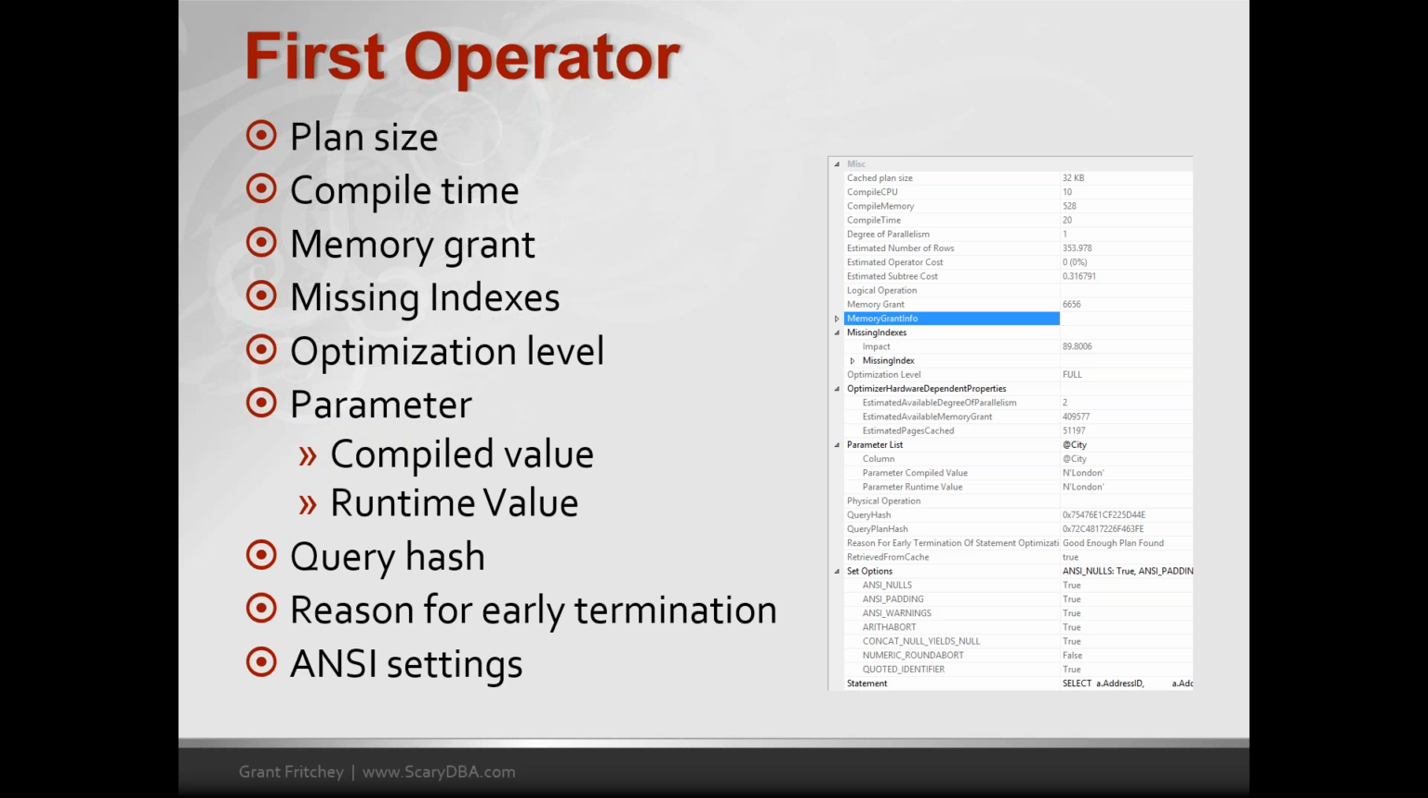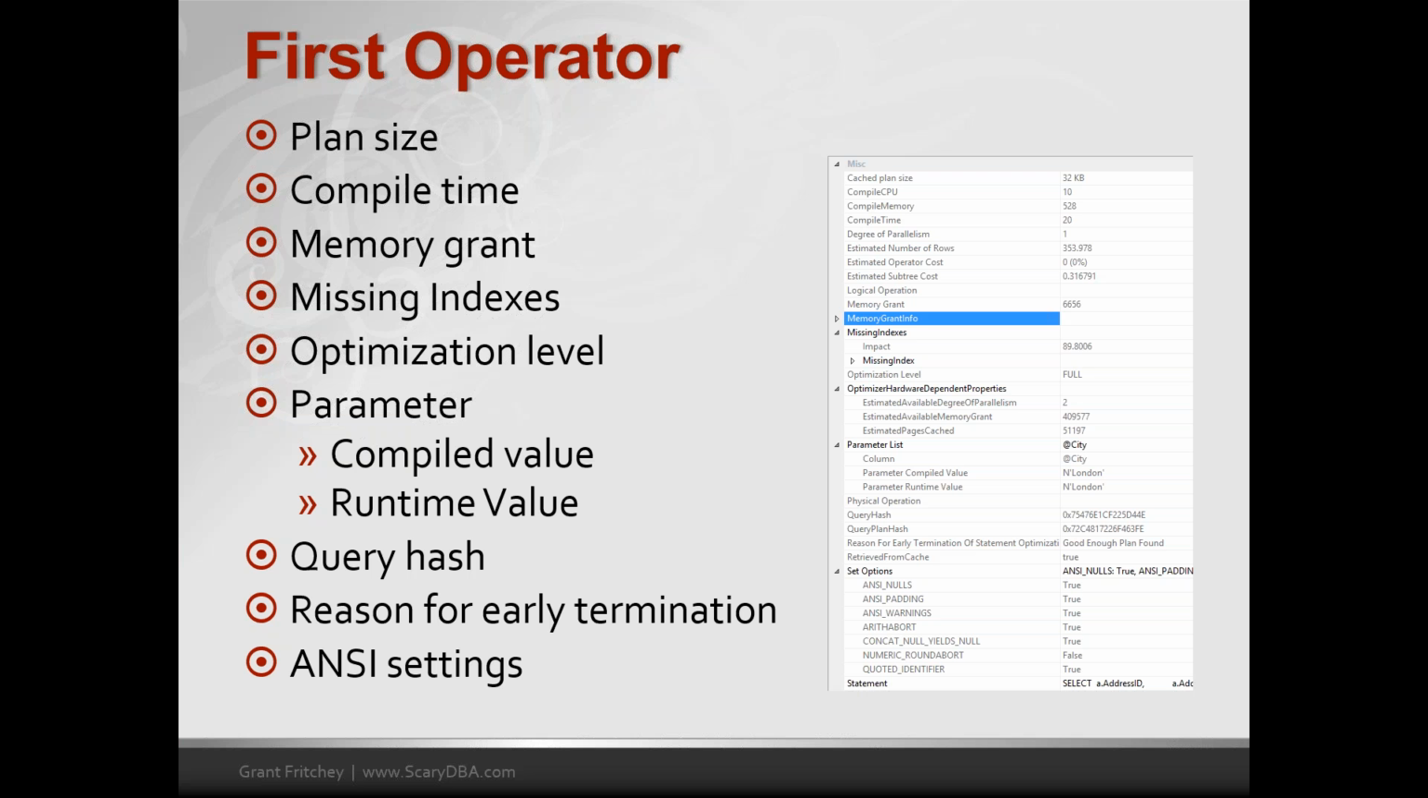If you don't have a reason for early termination, but you do have an optimization level full, that means that the optimizer went through full optimization and returned the best plan it could find. It wasn't a timeout, and it didn't short circuit for a good enough plan. So that's not a bad thing, it's just informative. If there's no reason for early termination, don't panic, it's good, right?